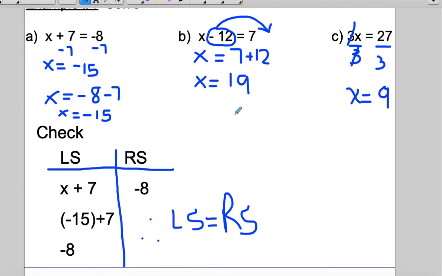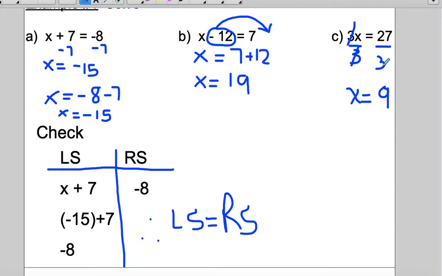So if we were going to do a check for part B, we would have x minus 12 on the left side. So the left side would be x minus 12. The right side we'd have 7. You would substitute 19 in for x, subtract 12, and then you would find that that's 7. Confirm left side equals right side.